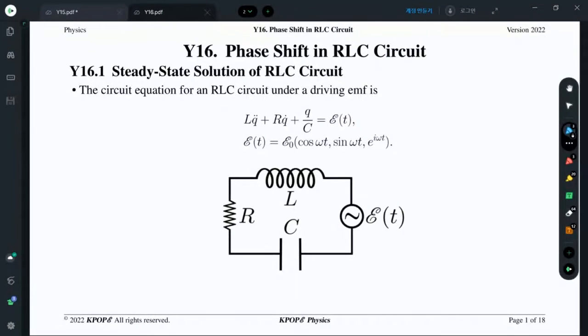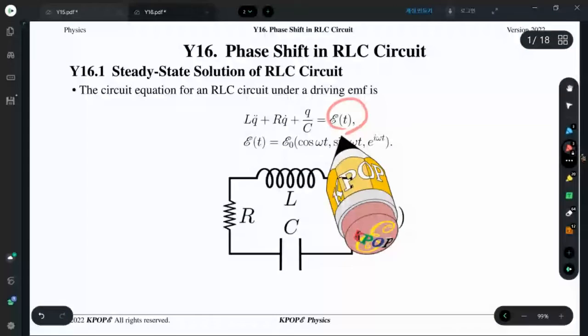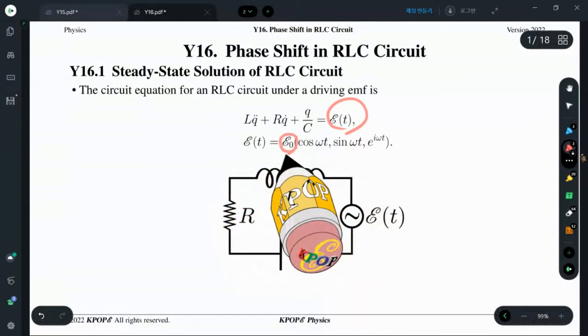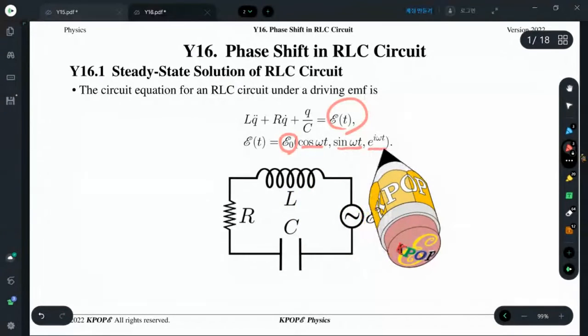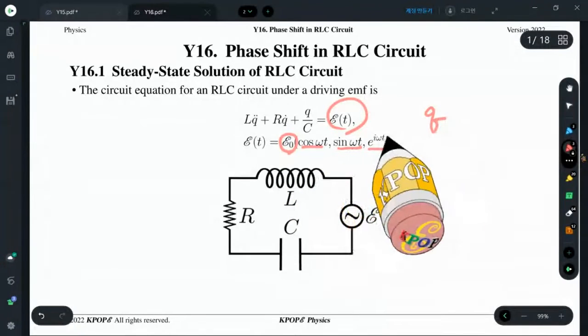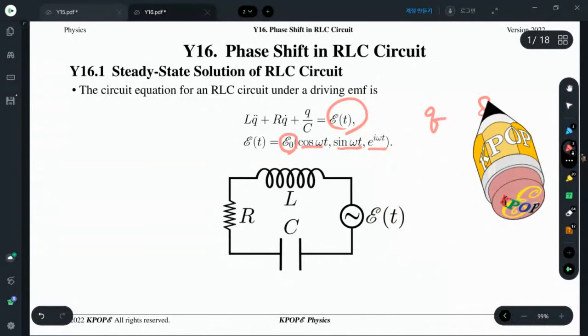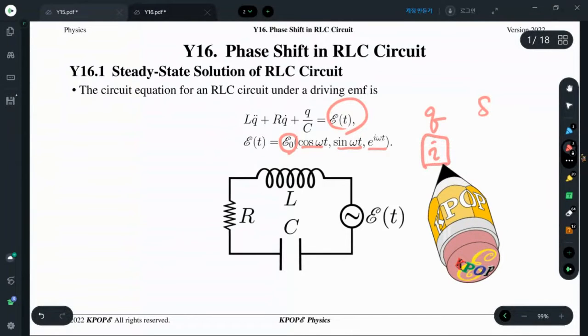Y16 phase shift in RLC circuit. So we have a driving force, an EMF with amplitude, and we consider cosine, sine, or exponential. And the solution of Q will have a phase shift delta. But in general, when we consider a circuit, we are more interested in the current.